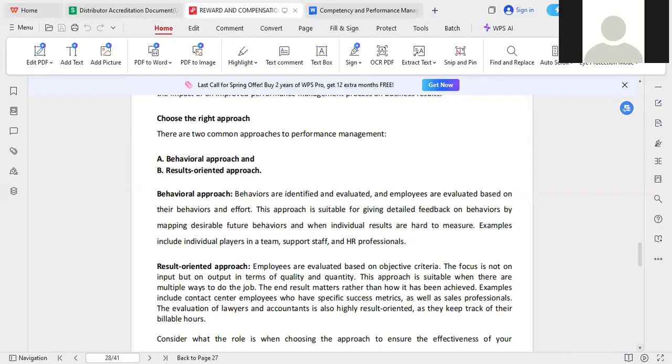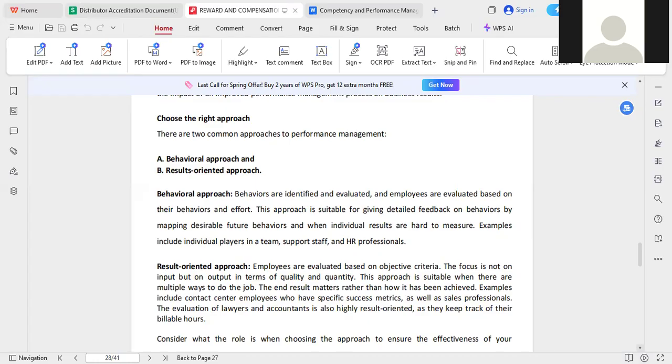In the result-oriented approach, employees are evaluated based on objective criteria. The focus is not on input, but on output in terms of quality and quantity. This approach is suitable when there are multiple ways to do the job.